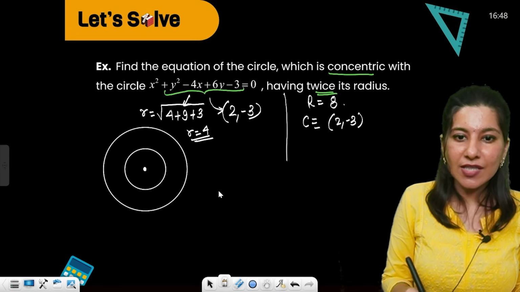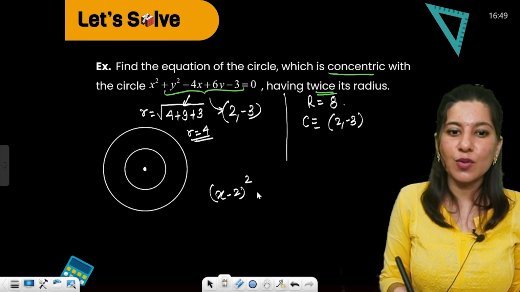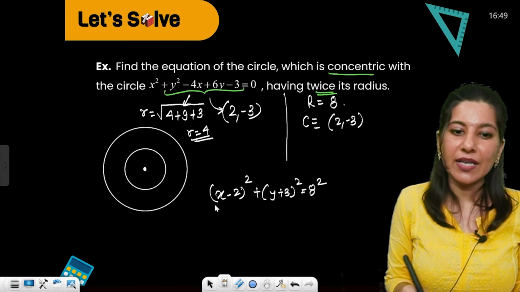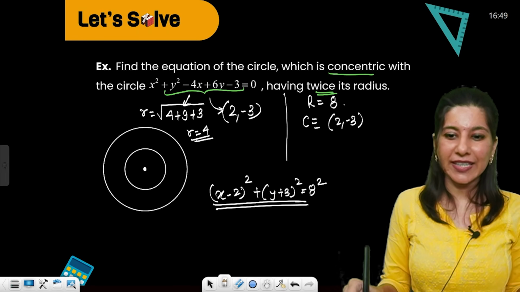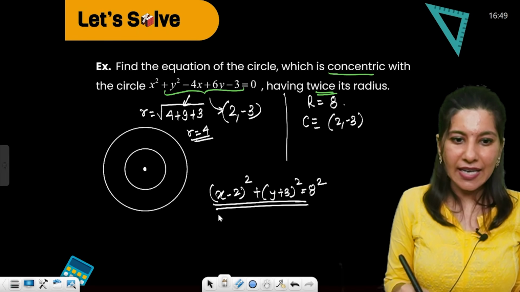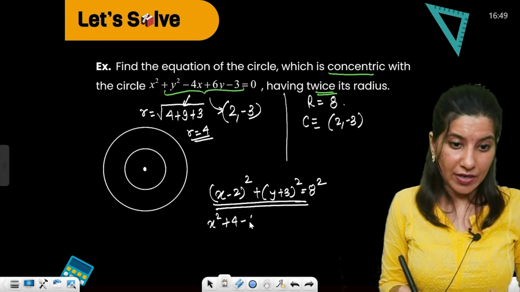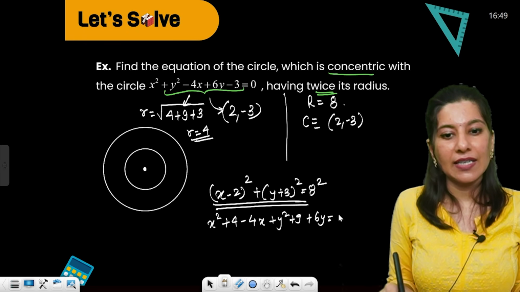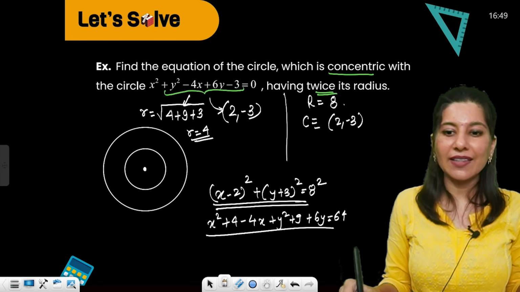And for the equation of the circle, now you have the center, now you have the radius. What are you waiting for? (x minus 2) whole square plus (y plus 3) whole square is equal to 8 square. That's it. And you're done. Okay, clear. Now you can just go ahead and expand it. Minus 4x plus y square plus 9 plus 6y equals 64. Just solve it. You will get the final equation.